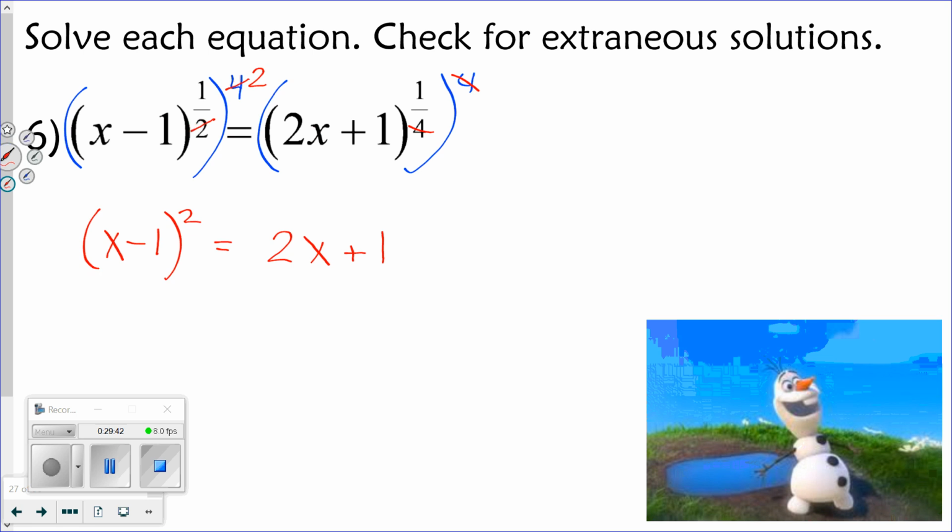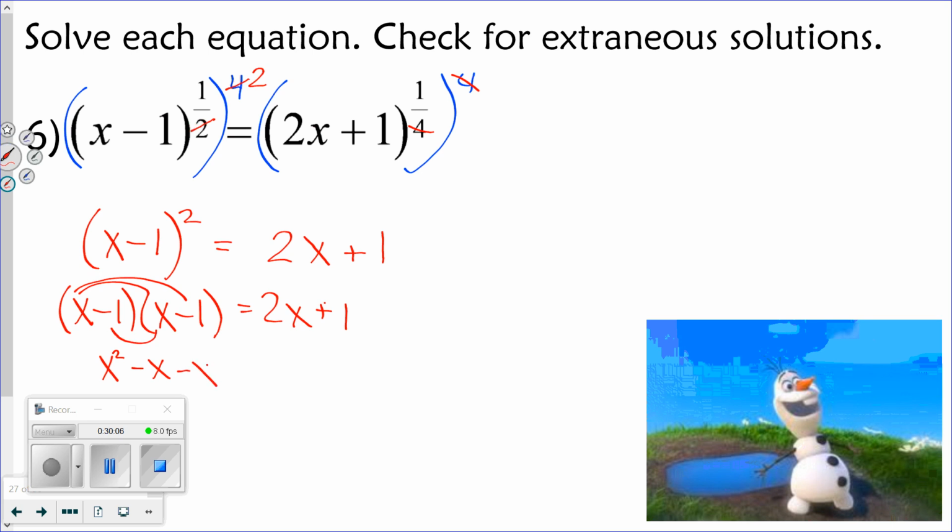Do we know what to do with that? What's x minus 1 squared? Good, means I have 2 of them. X minus 1, x minus 1. Yes. So we'll go through it step by step, though, for you. So we get x squared minus x plus 1.